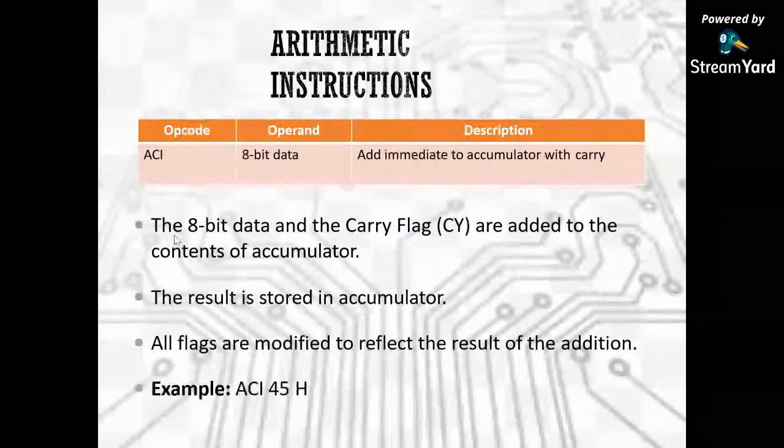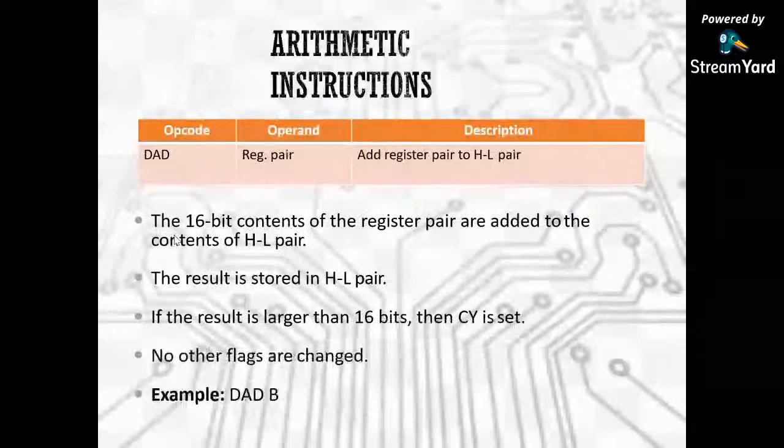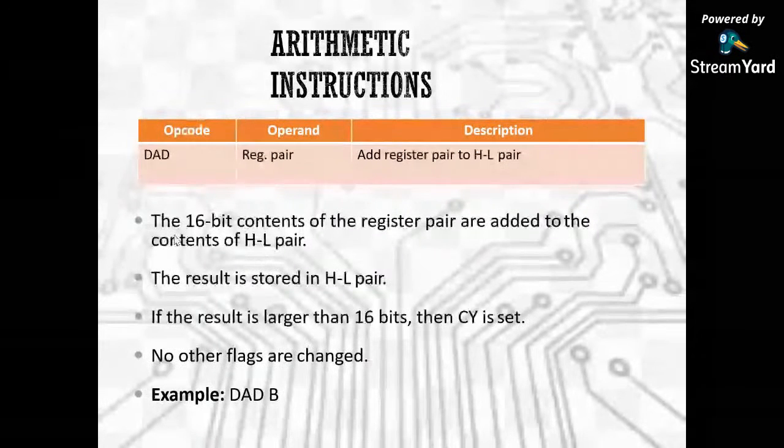Okay, and then the 16-bit contents of a register pair are added to the contents of the HL pair. We have DAD, add register pair to HL pair. If the result is larger than 16 bits, then the carry flag is set. No other flags are changed.